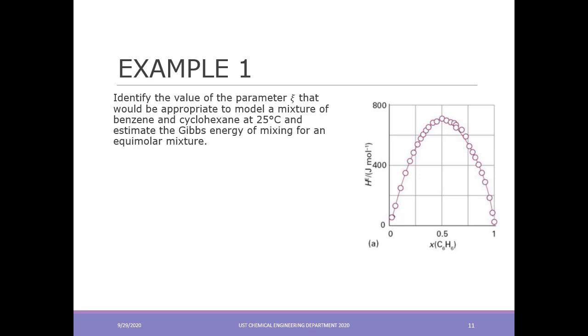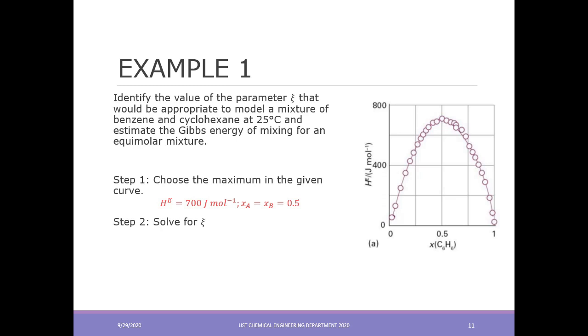Now let us consider this example. Identify the value of the parameter Xi that would be appropriate to model a mixture of benzene and cyclohexane at 25 degrees Celsius and estimate the Gibbs energy of mixing for an equimolar mixture. We choose the maximum value of HE in the figure, which is about 700 joules per mole at an equimolar composition. To solve for the parameter Xi, we use the expression for excess enthalpy. Since the given is molar enthalpy, we discard the total moles from the equation. Solving for Xi, we get 1.13.